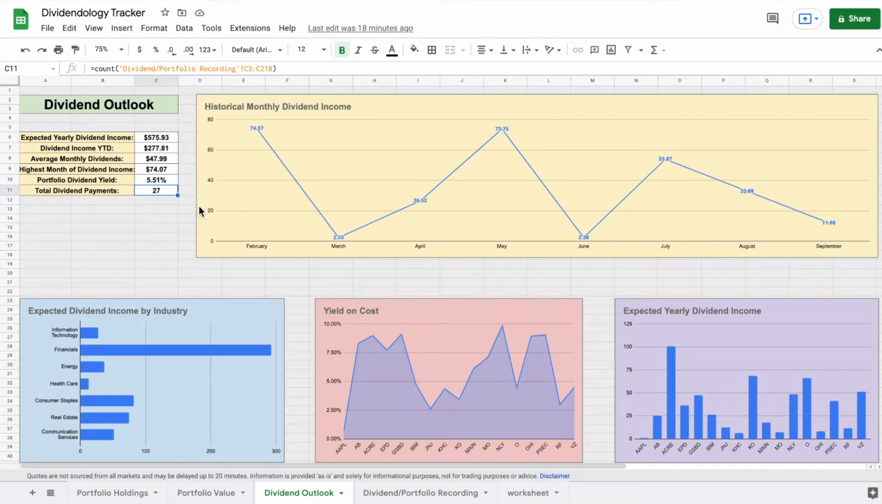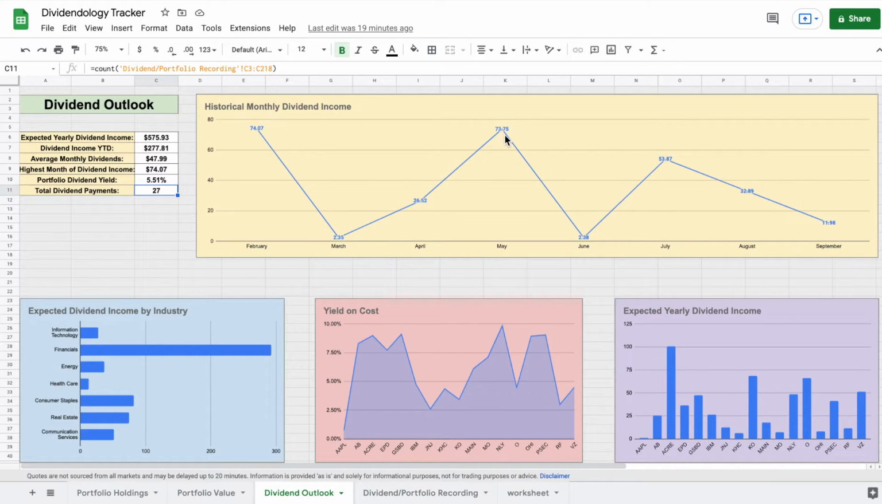And if we jump over here to the right, we can see a historical monthly dividend income over time chart. Like I said, I started tracking this in February, and in February I made $74.07 in dividend income. There was a huge dip the next month, but that's because most of the stocks I own typically pay dividends at the same time. For example, most of the stocks I own paid all their dividends in February, and then there was a huge dip in March. April, there was a nice little increase up to $26.50.